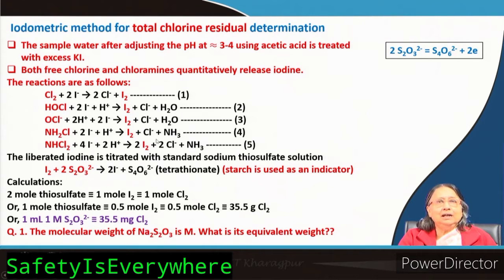Now, to determine iodine quantitatively, how can we do it? Everybody knows it is the titration with thiosulfate, sodium thiosulfate Na2S2O3. It has to be titrated, and the balanced equation is shown. Tetrathionate, S4O6 2 minus, is formed. And what is the indicator here? Starch is the indicator.